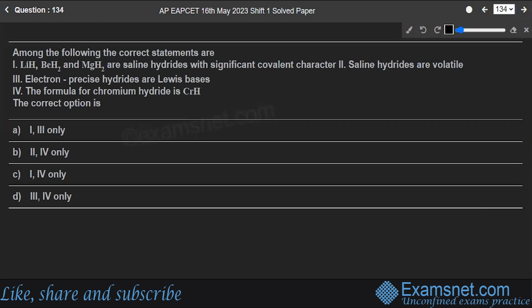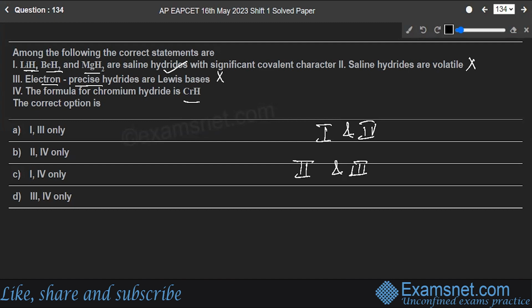Among the following, the correct statements are: 1. Lithium hydride, beryllium hydride, magnesium hydride are saline hydrides with significant covalent character. 2. Saline hydrides are volatile. No, saline hydrides are not volatile. This is correct. Lithium hydride, beryllium hydride, magnesium hydride are saline hydrides with significant covalent character. That's correct. Third one, electron precise hydrides are Lewis bases. No. The correct formula for chromium hydride is CrH. This is also correct. See, statements 1 and 4 are correct, whereas 2 and 3 are incorrect.